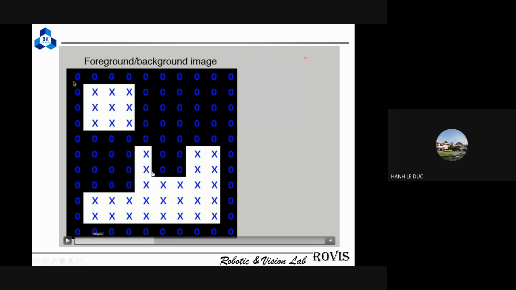Before that, they will label it. The background will be 0, and the foreground, that means the white pixel, will be x. Let's see an example. They use the connected component like this one, the green label like this. So let's see how they scan.